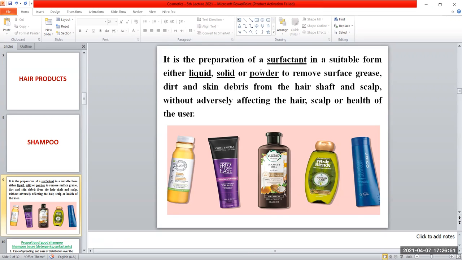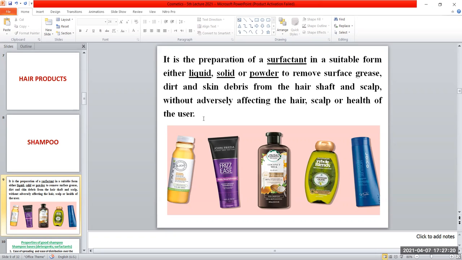What's the main aim of the shampoo? To remove the surface grease. تشيل أي دهون على surface, the dirt, the skin debris from the hair shaft and the scalp. يعني بتشيل أي dirt موجود على الهير على الشعراية أو على السكالب نفسها اللي هي فروة الرأس. Without negatively affecting the hair, the scalp and the health of user.